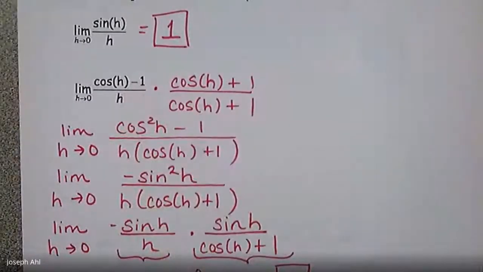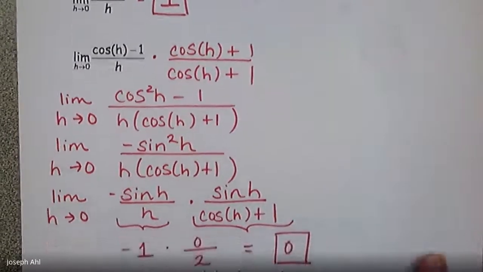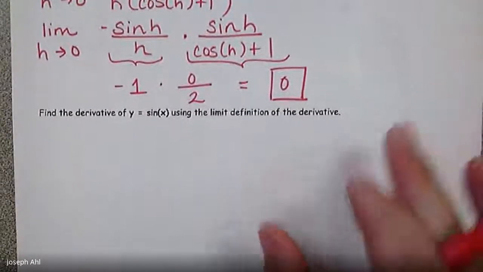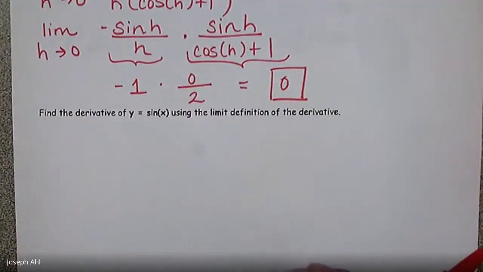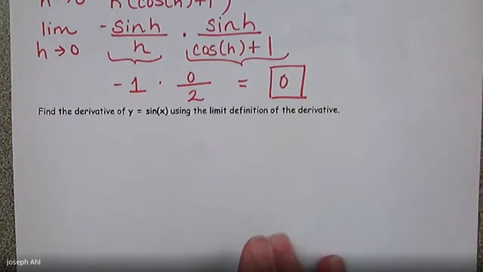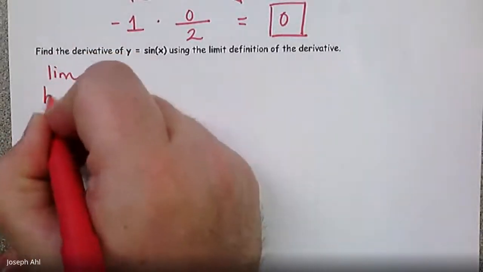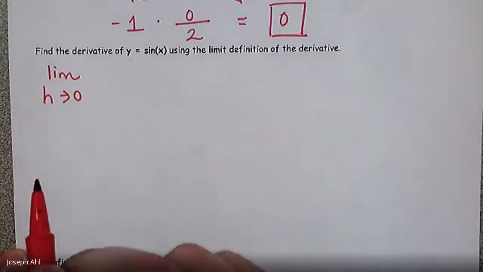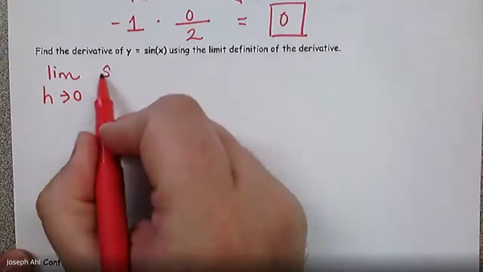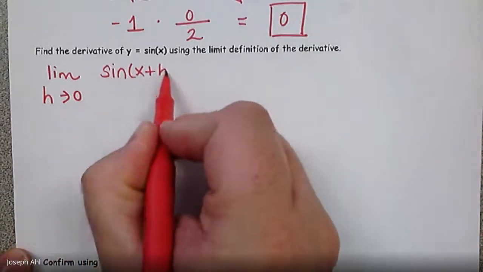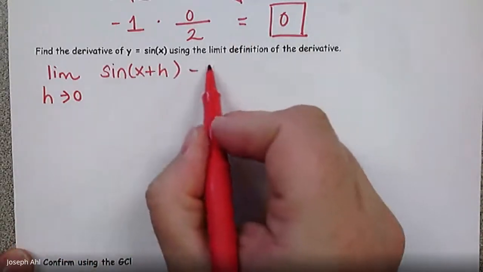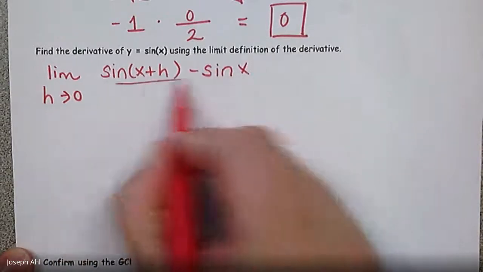Okay. But these are going to be important limits for what we're about to do in a moment here, which is find the derivative of y equals sine x. Okay. So we're going to use that limit definition in order to determine sine's derivative, it's the limit as h goes to 0 of f of x plus h, so that's sine of x plus h, minus f of x over h.